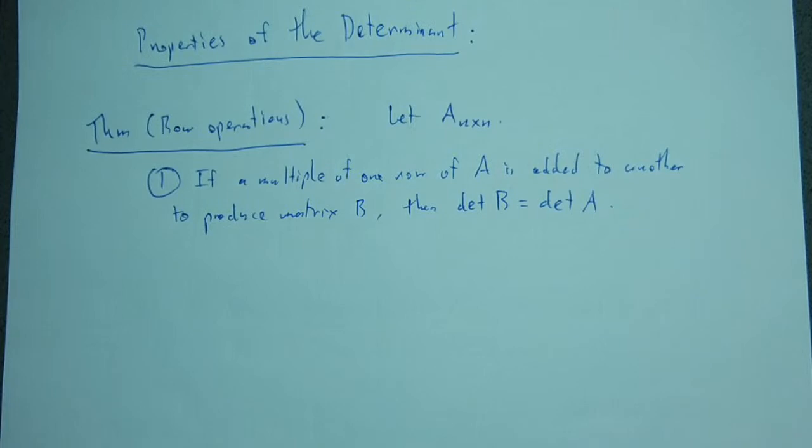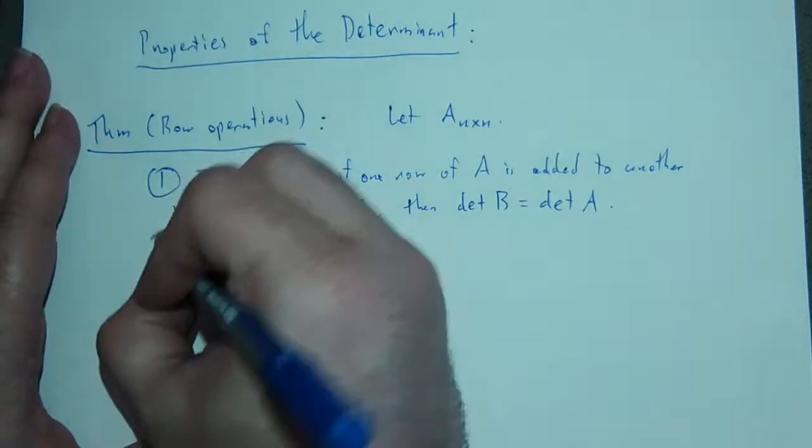What's another way of saying this? Row replacements don't affect the determinant. Okay. So if you have two matrices and they are related by the only type of row operation you need to move from one to the other is a row replacement, then they have the same determinant. Okay, so that's nice.